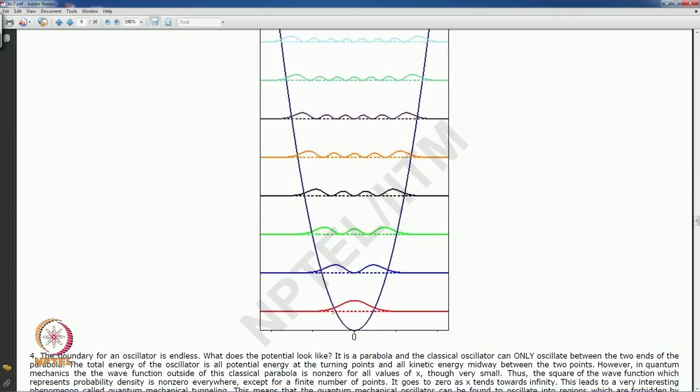Okay. Now, the second important point is that if you take this wave function, which is the ground state harmonic oscillator wave function with the quantum number n equal to 0, you see that the probability of finding the harmonic oscillator is very large in the middle, that is very near the equilibrium, versus the probability of finding the oscillator at the edges where it is extremely small.